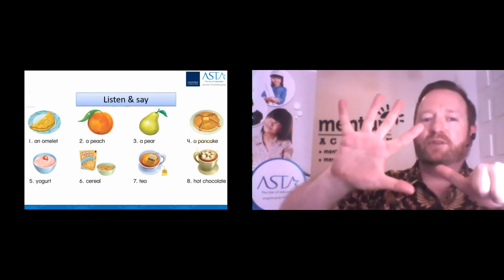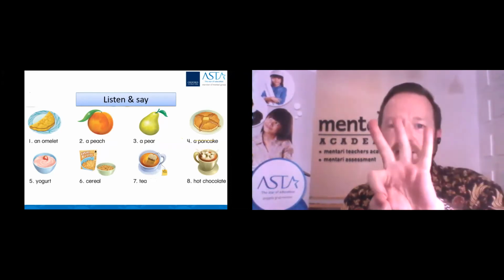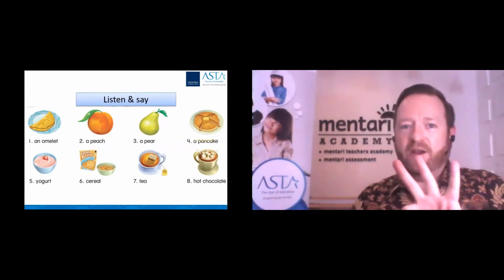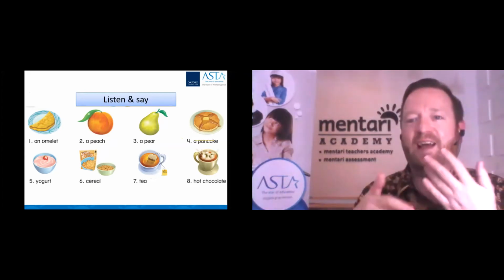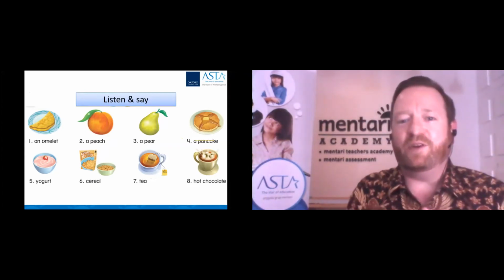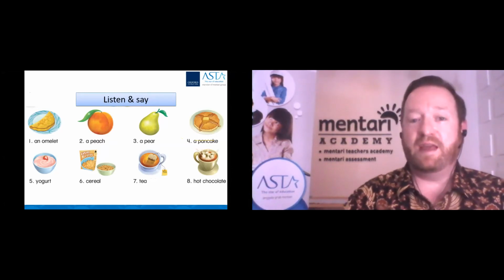Yes, it's cereal, good. Or what about if I do this? It's pear. So you can use the numbers next to the vocabulary to help elicit the vocabulary. What are some other things that we can do?